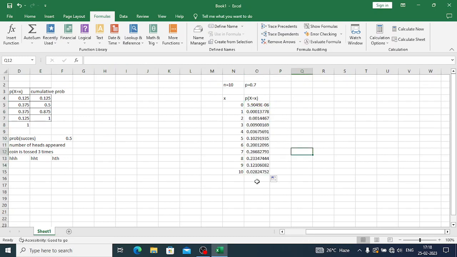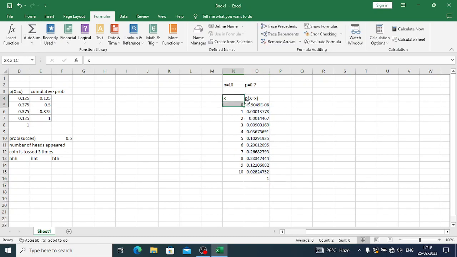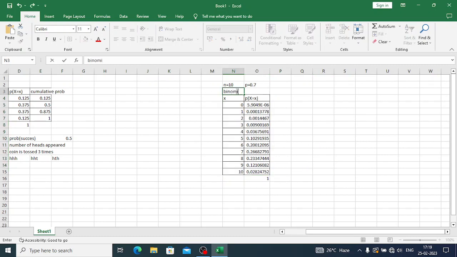Now you can see these are nothing but the probabilities. All these values are between 0 and 1 and all of them are positive. If you go for auto sum of it, that means the total of all these probabilities, just check, it is 1. That means whatever I have defined is nothing but the probability distribution. Okay, this probability distribution is named as binomial distribution.